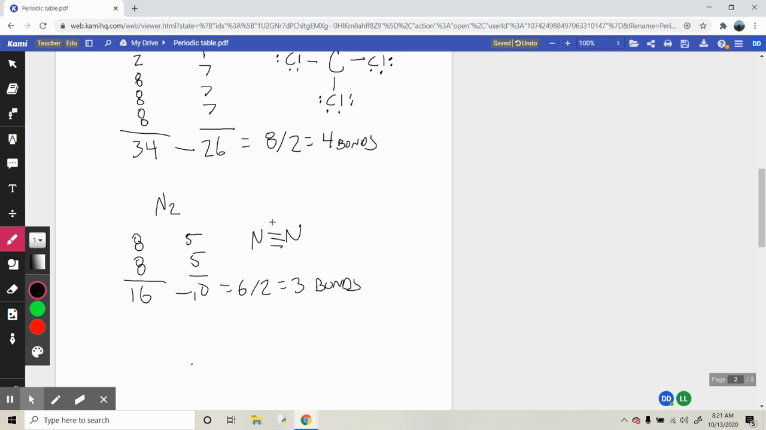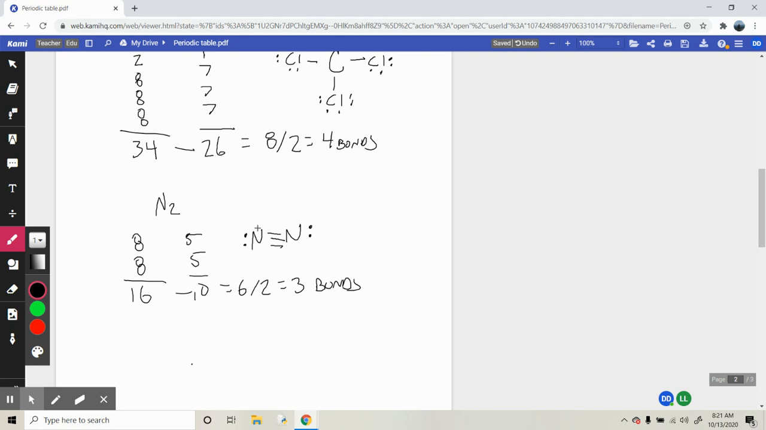Okay, so nitrogen needs to be surrounded by 8 electrons. We got 2, 4, 6 shared between these two. So each nitrogen has 6 right now, so we got to put a lone pair on each of those guys. So now that they're surrounded by 8, surrounded by 8, let's count up our electrons and make sure we have 10. 2, 4, 6, 8, 10. We're good to go.